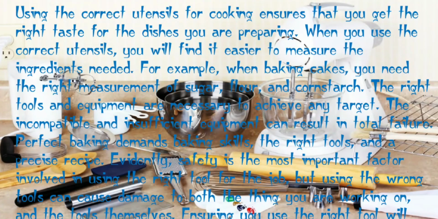The importance of tools and equipment is using the correct utensil for cooking. It ensures that you get the right taste for the dishes you are preparing. When you use the correct utensil, you will find it easier to measure the ingredients needed. For example, when baking cakes, you need the right measurement of sugar, flour, and cornstarch. The right tools and equipment are necessary to achieve any target.